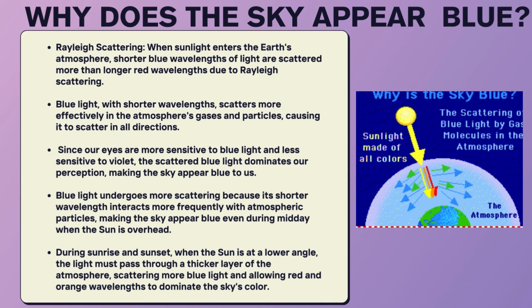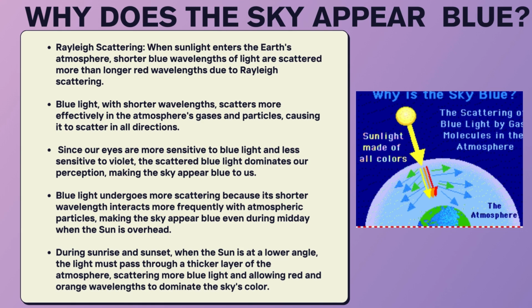Blue and violet are scattered much more than longer wavelengths, red and yellow. However, our eyes are more sensitive to blue light and less so to violet, which is also absorbed by the upper atmosphere. This results in a predominantly blue sky.